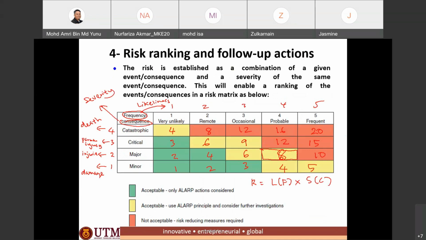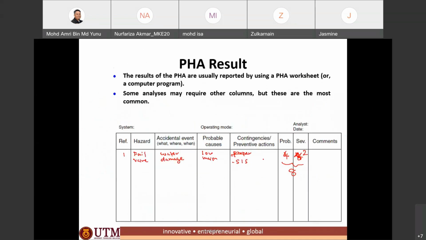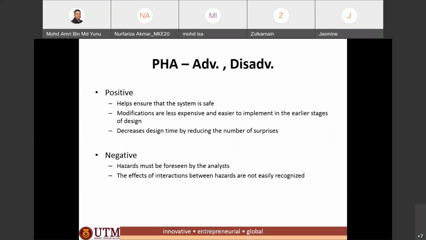The process can still go on, but you have to do the action, the control measure, installing the safety instrumented system. But if you have the safety instrumented system, then you don't put the probability 4, you reduce the probability to 2 because you have an SIS already. And then we give some comments.